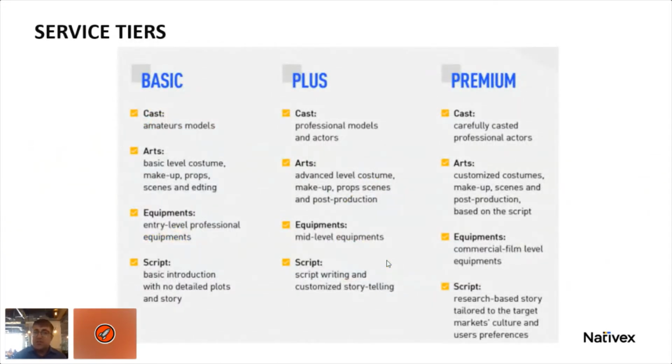We're offering several service tiers: the basic, the plus, and the premium. Each one differs in the level of equipment we're using, the scripts we're using, as well as the casting we'll be using for the ads. On the basic level, we're using amateur models. On the plus level, we're looking for professional models and actors. And the premium level is carefully cast professional actors. You can also see that the equipment changes between the levels, from entry-level professional equipment in the basic package, to mid-level equipment in the plus, and commercial film level equipment similar to TV commercials in the premium package.